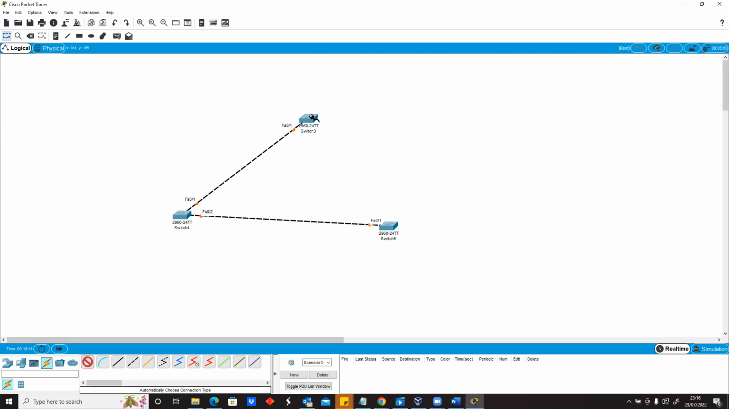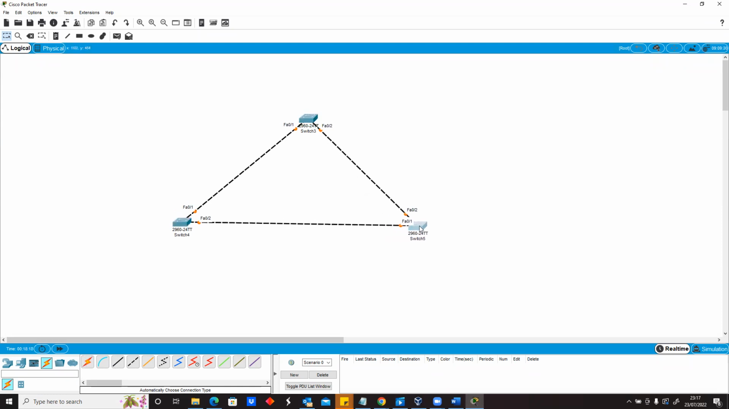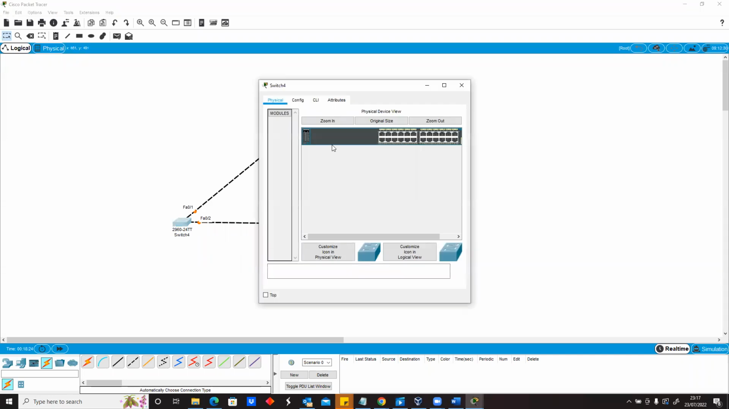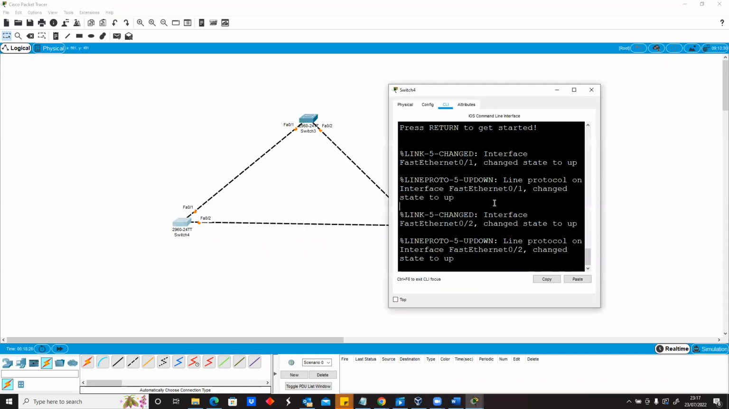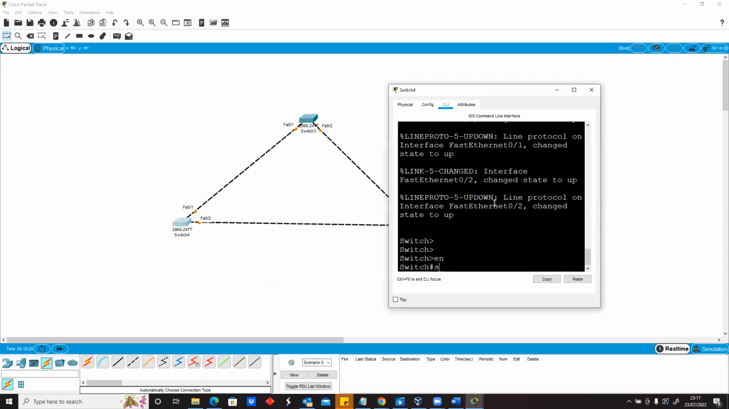Again, as I keep mentioning, spanning tree is a very big protocol and it requires a lot of understanding. And mostly in Cisco exams, spanning tree is one of the topics that they will examine people on. So you could see that these ports are blocked somehow, or they are in amber, they are not green. So I'll just do show spanning tree.